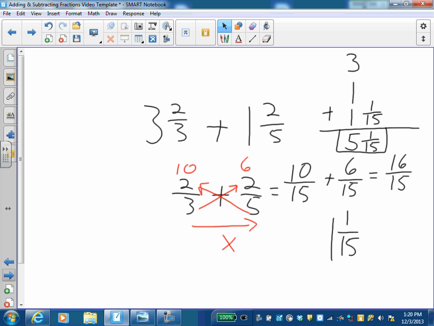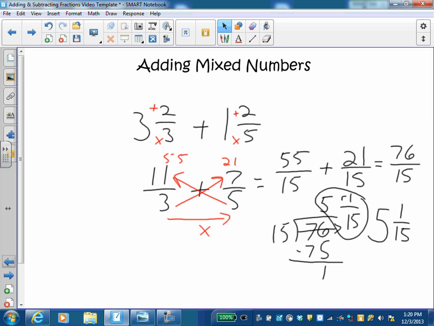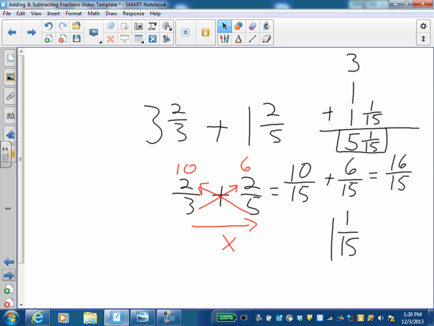The first example, I just changed the mixed numbers to improper fractions and then worked it out. The second problem, I set the whole numbers off to the side, worked with the fractions, and then I added them back in when I got finished. Two ways to solve the same problem.